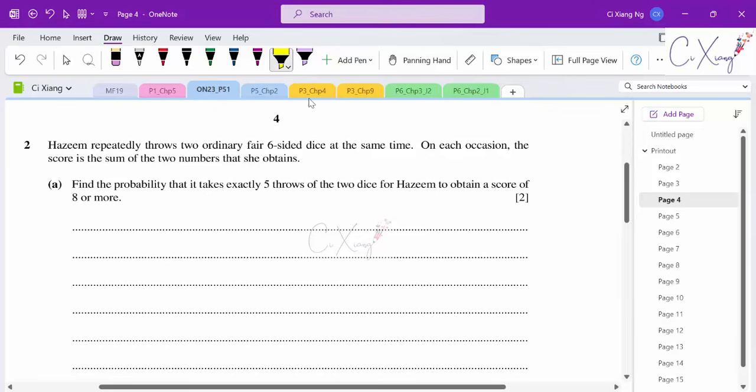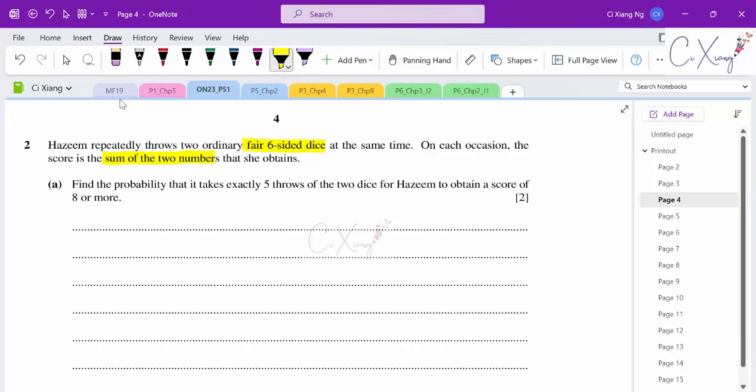Okay, so let's discuss question number 2. Hazim repeatedly throws two ordinary fair six-sided dice at the same time. Then on each occasion, the score is the sum of the two numbers that she obtains. She's throwing two fair six-sided dice, and the score is the sum of the two numbers. Then they want us to find the probability that it takes exactly 5 throws of the two dice for Hazim to obtain a score of 8 or more.